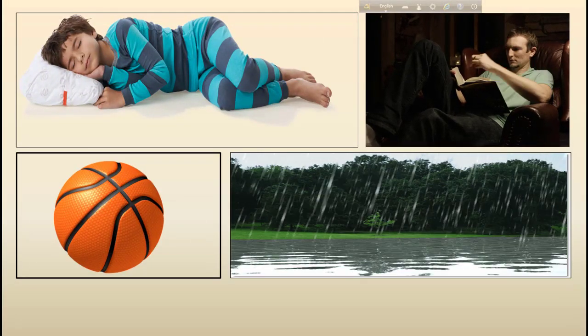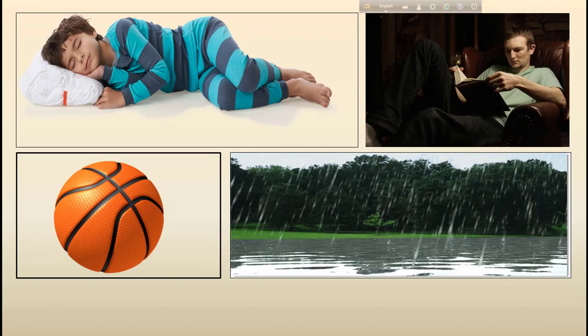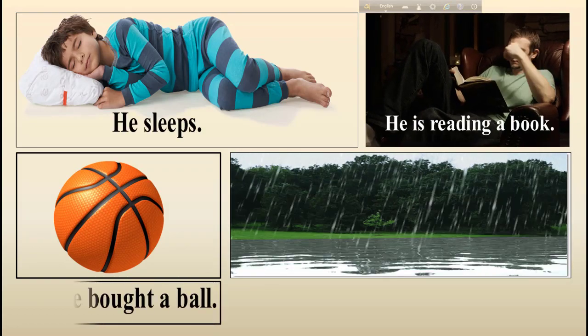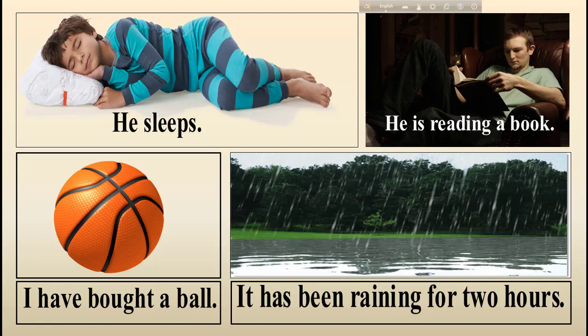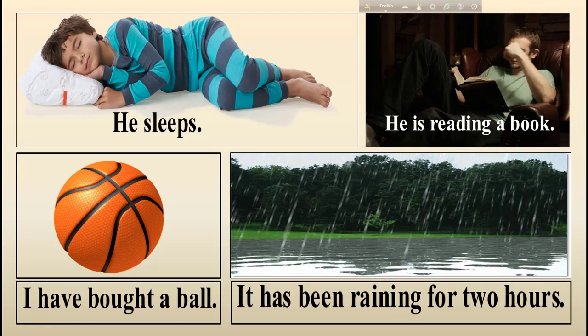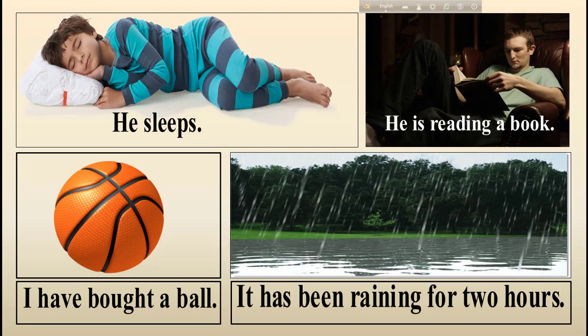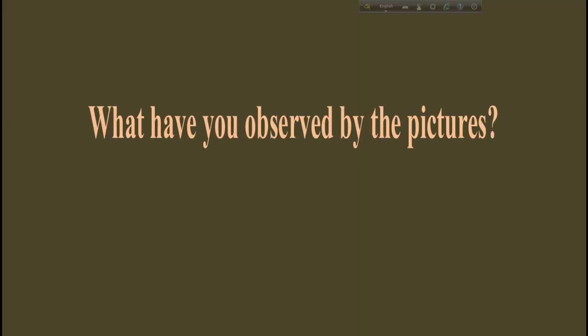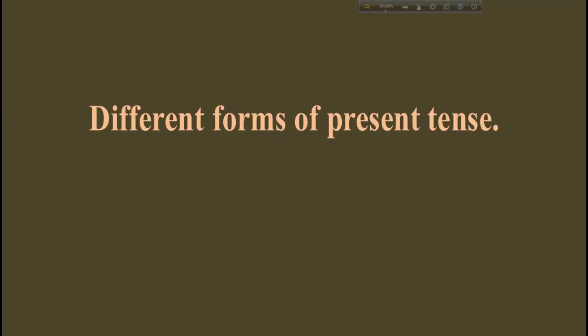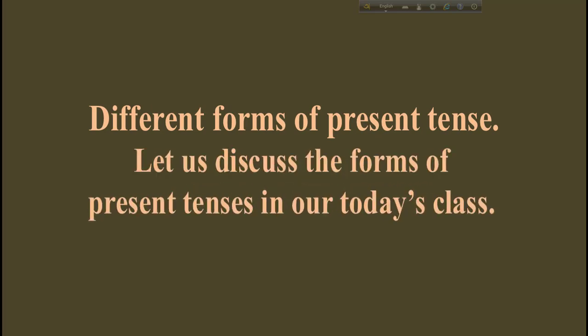In the monitor you can see 4 pictures. Picture 1, he sleeps. Picture 2, he is reading a book. Picture 3, I have bought a ball. Picture 4, it has been raining for 2 hours. What have you observed by the pictures? Different forms of present tense. Let us discuss the forms of present tenses in our today's class.